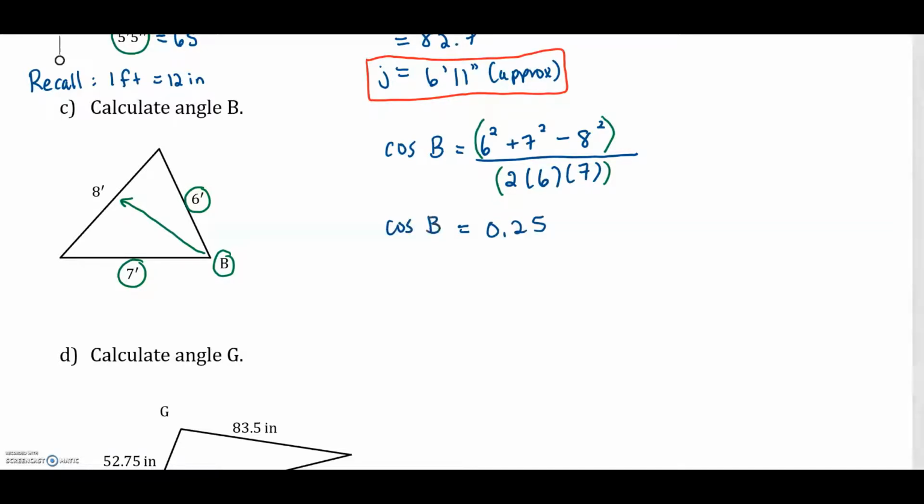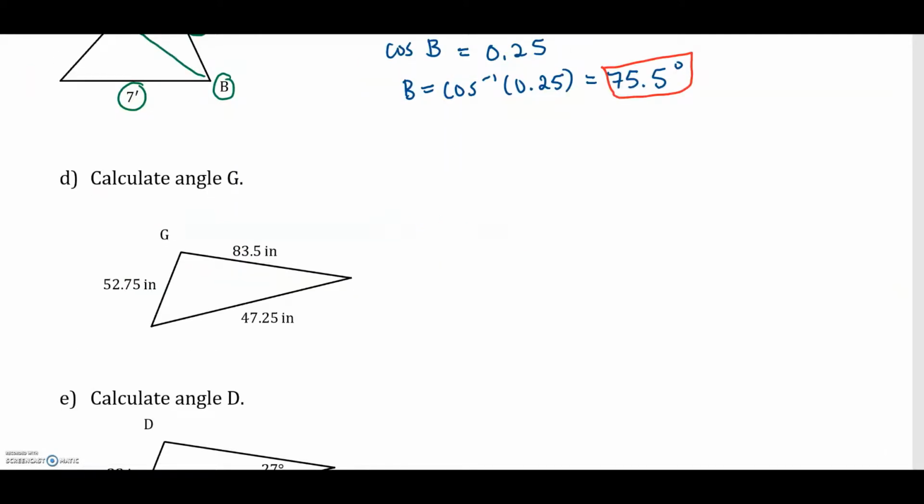But we haven't solved for B yet. We've just found cos of B. To express B as an angle in degrees, you need to make sure that your calculator is in degrees, and we get cos inverse of 0.25, which is equal to 75.5 degrees.